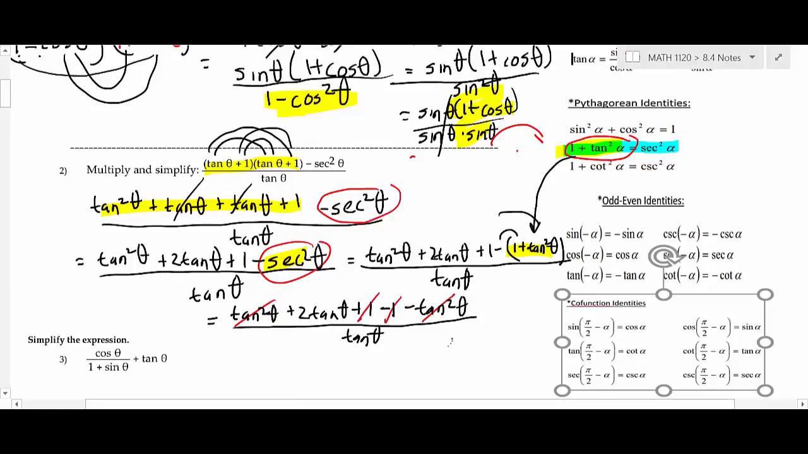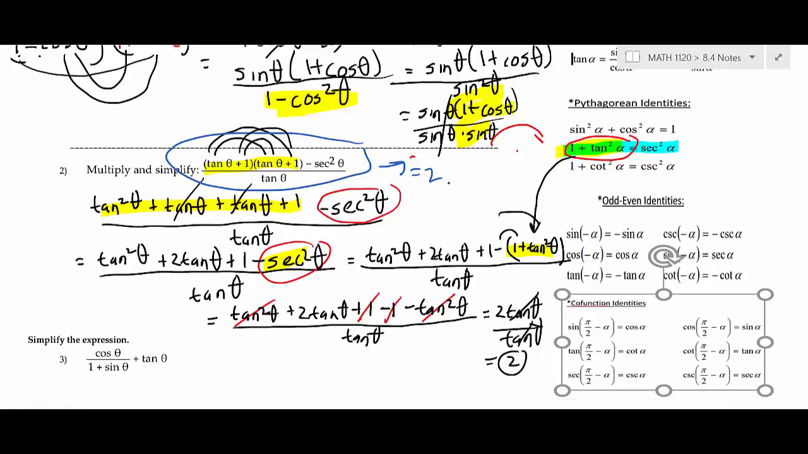So what we have is 2 tangent theta over tangent theta. So what's the answer? 2, because the tangents cross out. Who would have thought? All that mess is the same thing as 2. So this original expression is really equal to 2. What you're doing with this exercise is learning how to apply algebra and identities to simplify expressions, and it's very important to learn how to do that when you're working with identities. You guys follow that? Everybody with me on that?